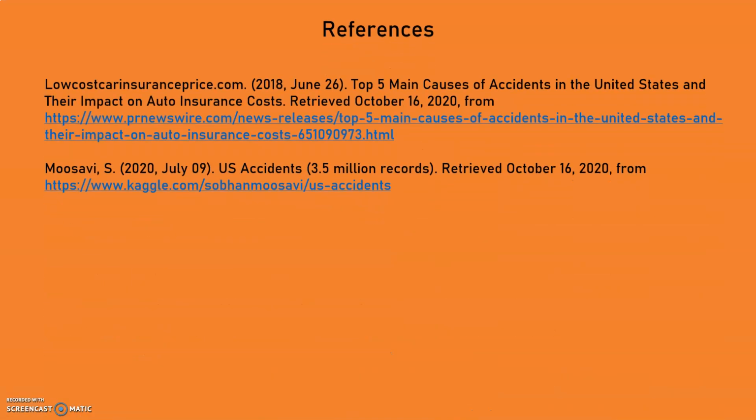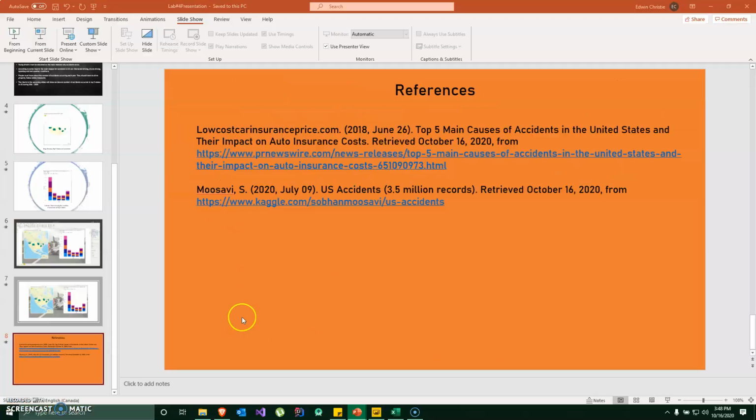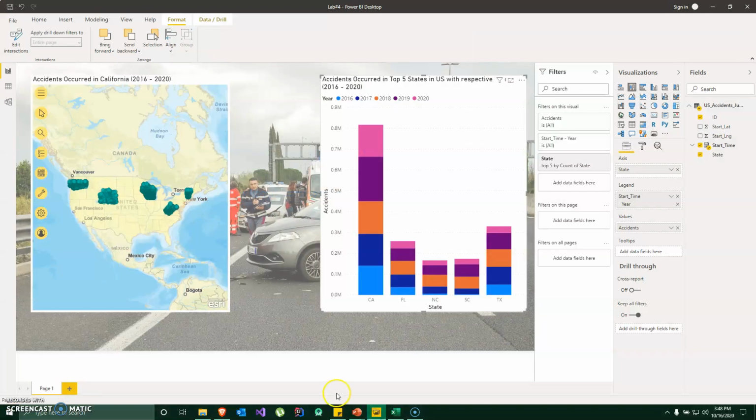And we got some references where I took the data set from and where I got some information on the top 5 main causes of accidents in the US. Now let's move into my Power BI.